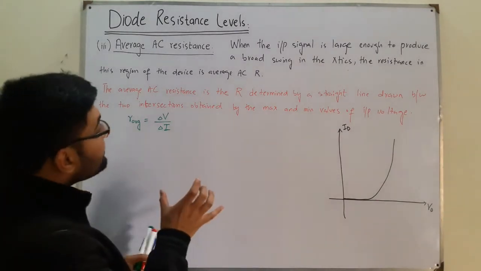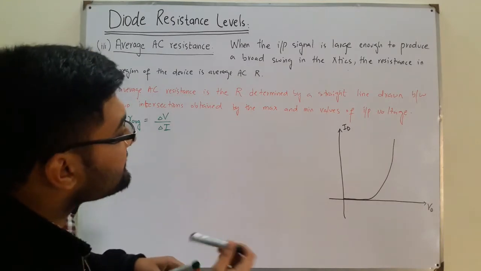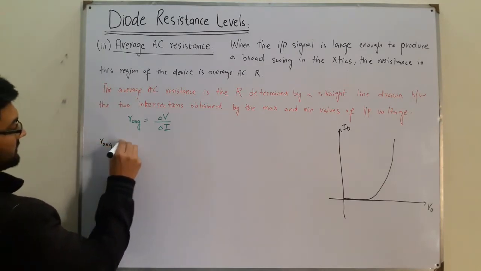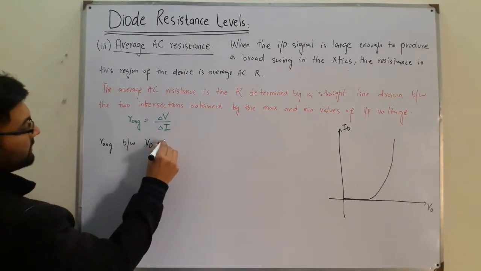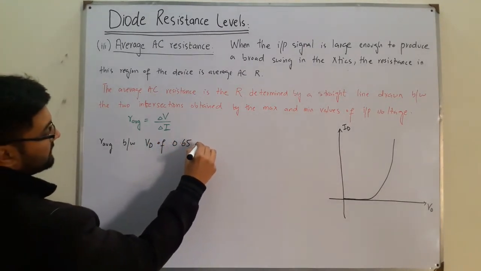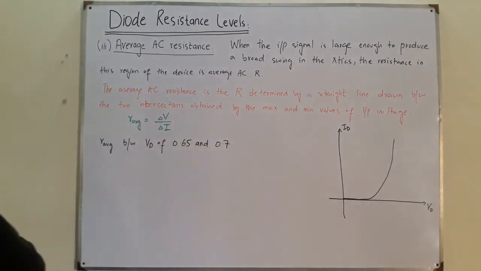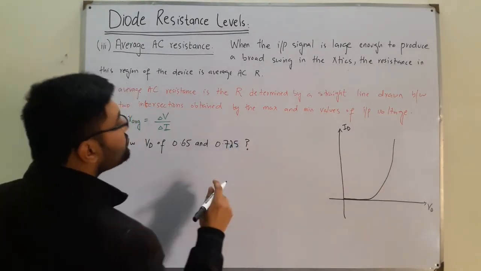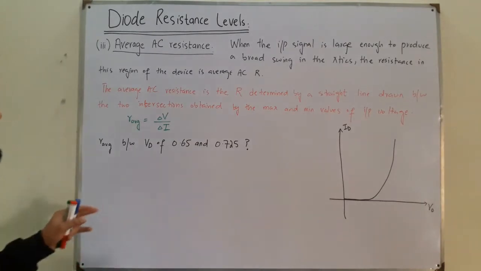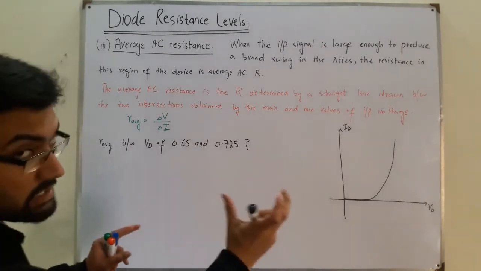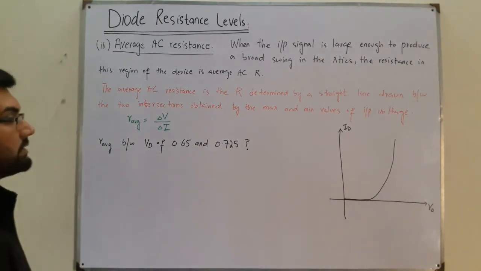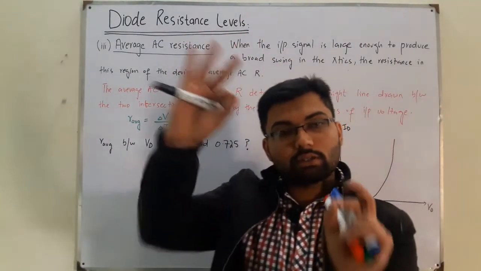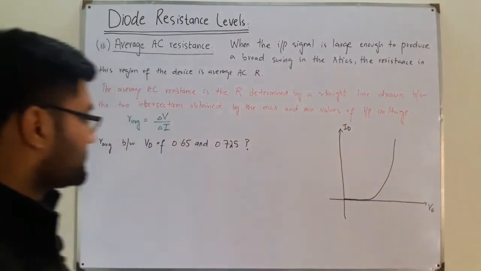Let's say over here we need to find the R average between VD of 0.65 and 0.725, or something like this. So the average AC resistance between these two points is unknown. For this sort of question, to find the average resistance between a range of particular values of voltage, we do this method. We find the average AC resistance. Whereas for the AC resistance, we draw a tangent line and take some values ourselves. So that is the main difference.